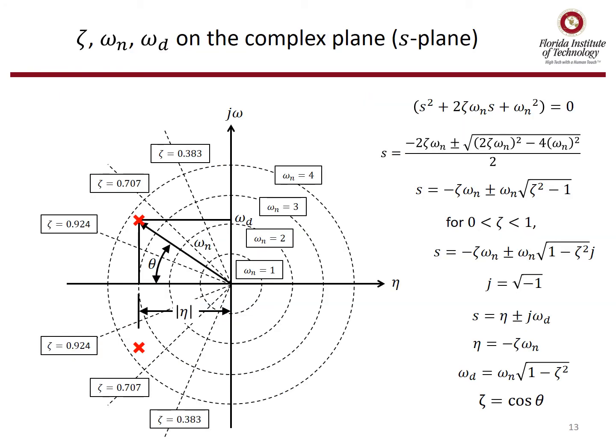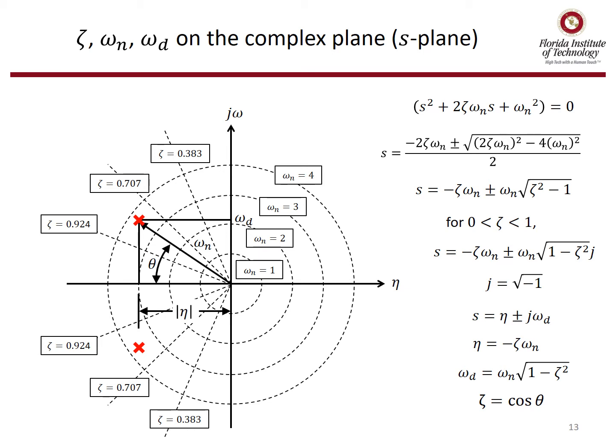We can relate the damping ratio zeta, the natural frequency omega n, and the damped frequency omega d on the complex plane or the S-plane. Again, the frequency and damping equation is s squared plus 2 zeta omega n s plus omega n squared, and we set that equal to 0. To solve that, it's the quadratic formula. S equals minus 2 zeta omega n plus or minus the square root of 2 zeta omega n quantity squared minus 4 omega n squared, divided by 2.